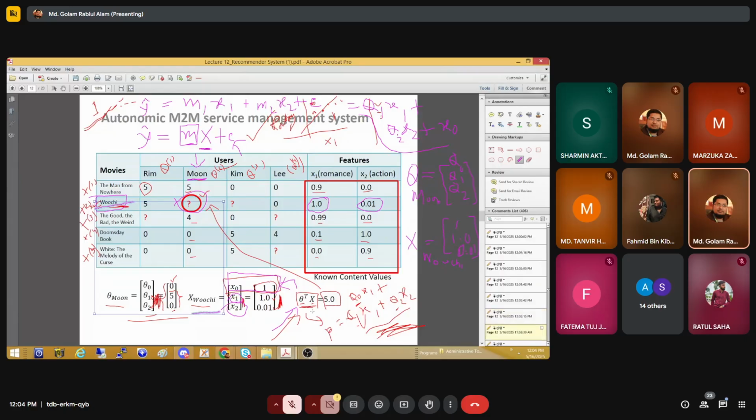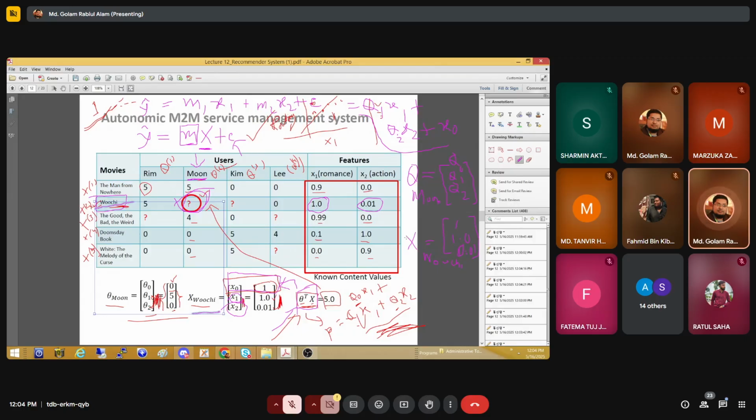So theta transpose x. We will find out the values, specifically theta transpose x. So that is our predicted value. But how can we find out the theta? What will be the optimal value of theta? So we know how to solve that.